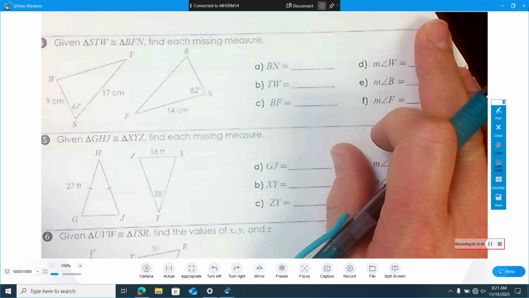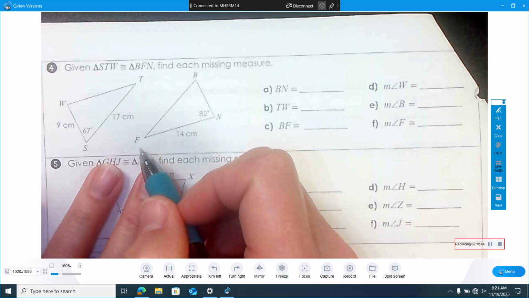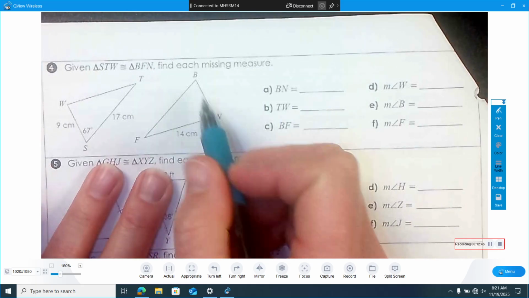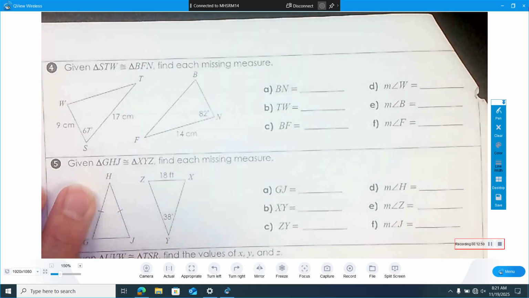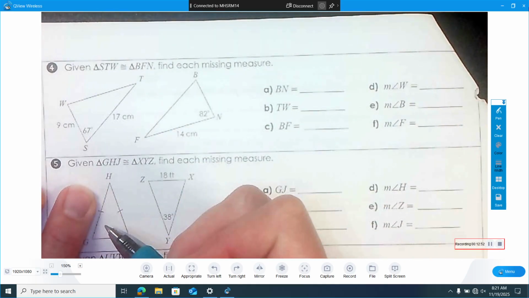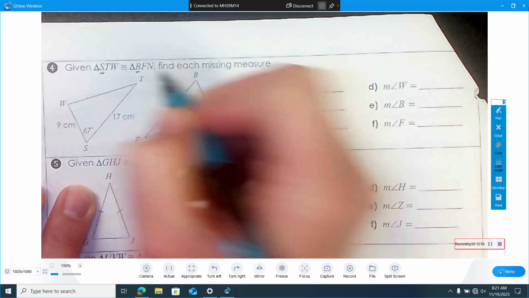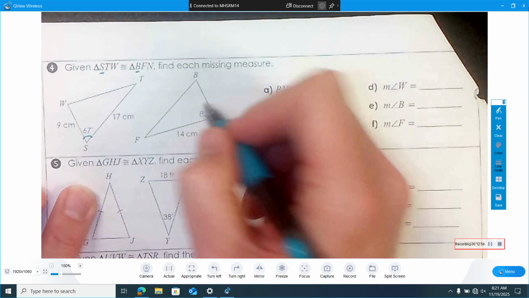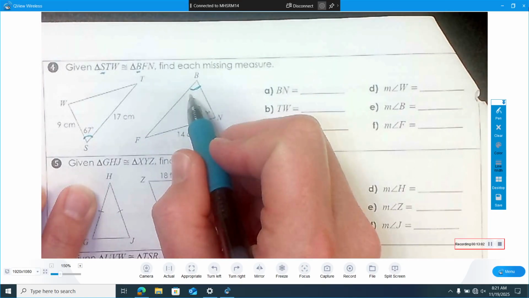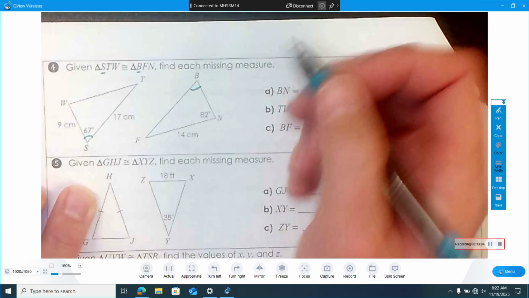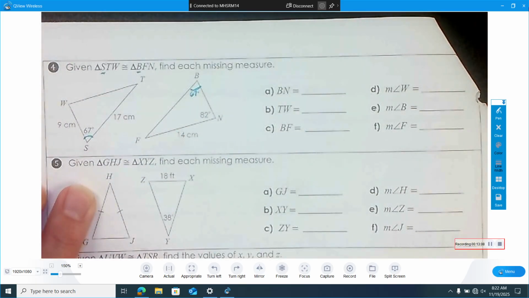Let's look at number 4. Triangle STW is congruent to triangle BFN. So again, I want to mark up my triangle based on my congruency statement. It's going to really help me figure out what the measures are. I know that angle S is congruent to angle B, so I'm going to label those. Hey, what do I know about angle B? Angle B is 67. It's also got to be 67 degrees because they should match.